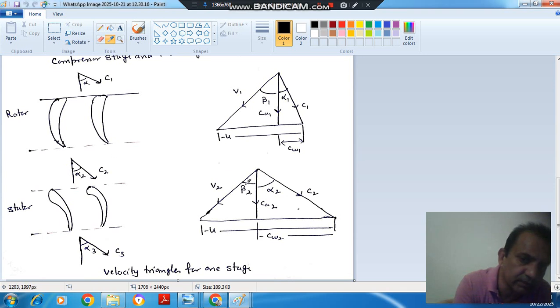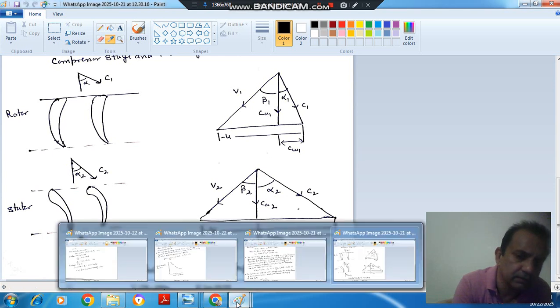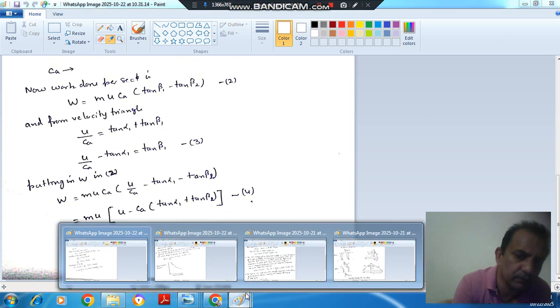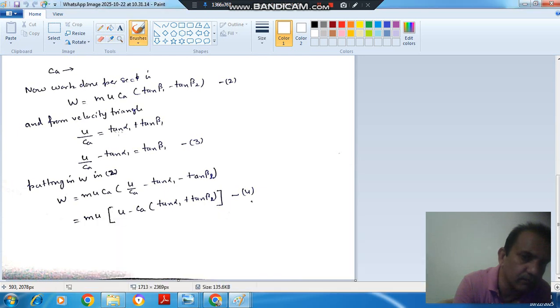So that is a constant quantity. Beta 2 is a constant quantity because this is the outlet angle of the rotor, and alpha 1 is also a constant quantity because this is the outlet angle of the stator or inlet angle of the rotor. So these two have fixed values because these are the outlet angles of the two blades, rotor and stator. Now these are constant quantities, alpha 1 and beta 2. U is also given as constant. So W will vary only with Ca.